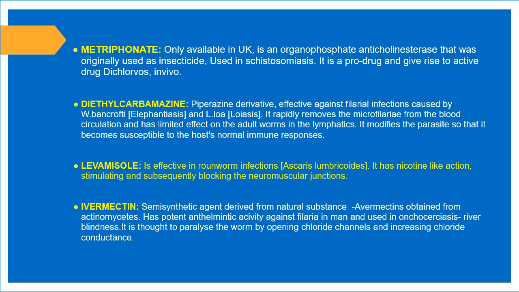A single dose kills the immature microfilariae of Onchocerca volvulus, but not the adult worms. So this drug, ivermectin, reduces the incidence of blindness by up to 80%. It is also thought that the paralysis of the worm is caused by this drug opening up the chloride channels and increasing the chloride conductance.